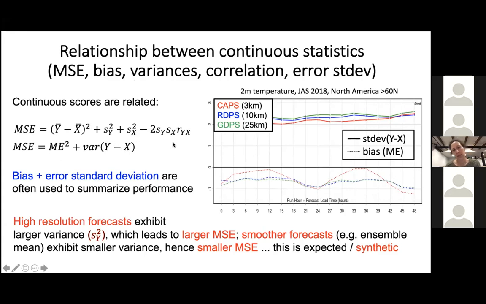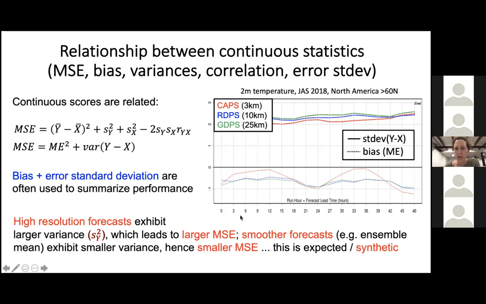So here you can go through the algebra, actually, you can find it yourself. But this essentially means several things. First of all, the mean squared error can be decomposed into two components: the square of the bias plus the variance of the error, which is the two standard deviations minus twice the covariance. So this is actually exploited, for example, in operational environments. We always use the bias and the standard deviations to summarize more or less the performances.